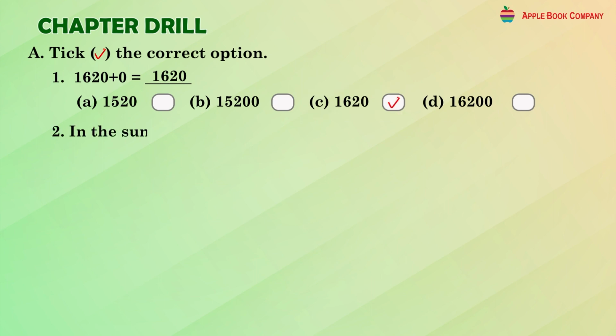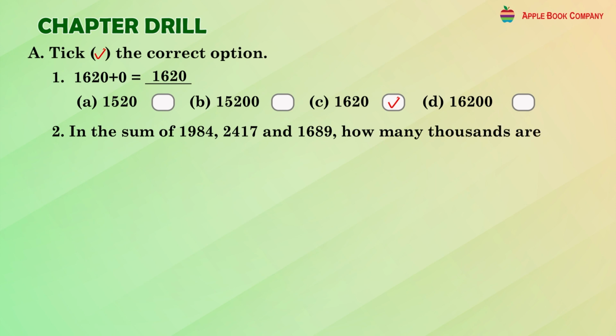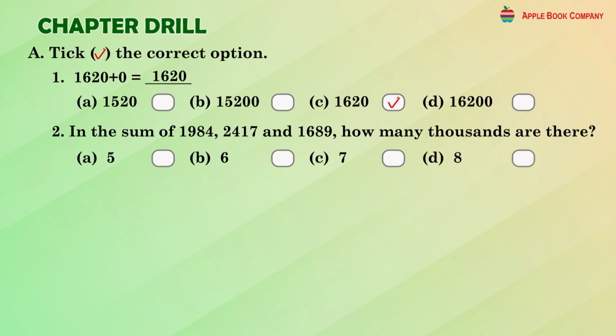In the sum of 1984, 2417 and 1689, how many thousands are there? Option A 5, option B 6, option C 7, and option D 8. The correct option is 6.